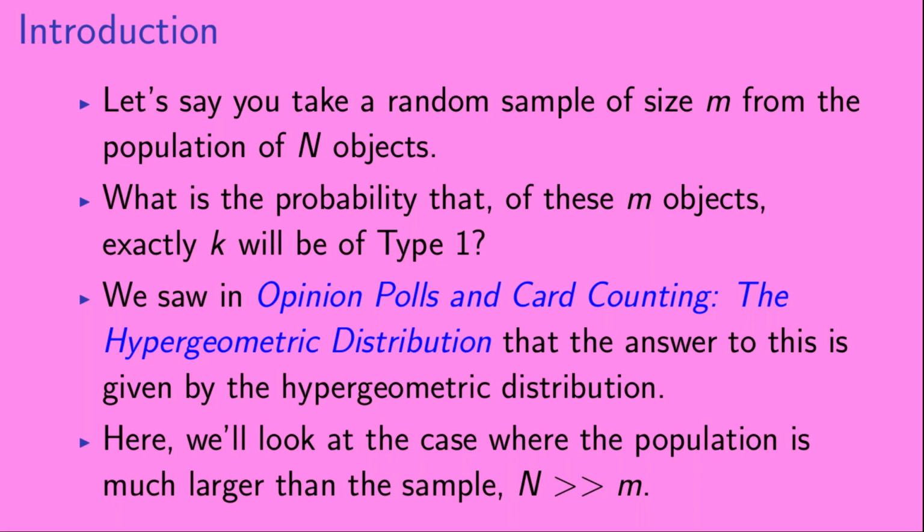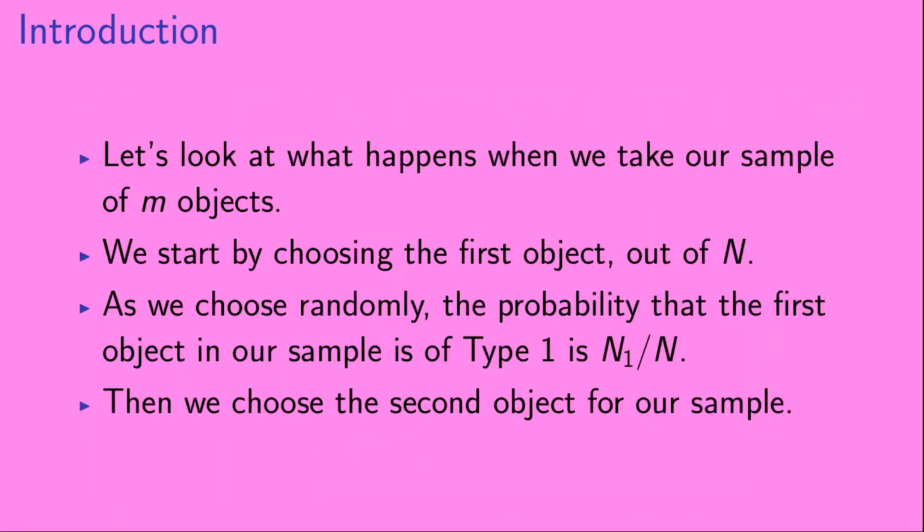We saw in Opinion Polls and Card Counting, the hypergeometric distribution, that the answer to this is given by the hypergeometric distribution. Here we'll look at the case where the population is much larger than the sample, so n is much larger than m. Let's look at what happens when we take our sample of m objects.